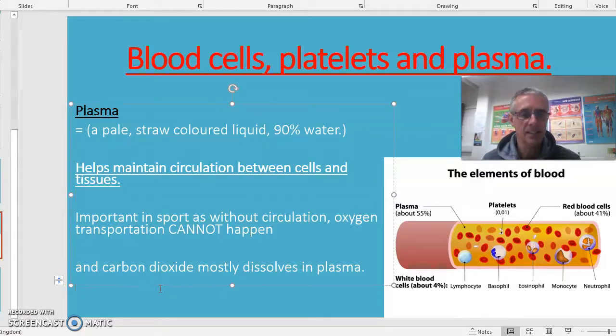So basically today's lesson is about red blood cells carry oxygen, white blood cells fight infection, fight pathogens, platelets help the blood clot, plasma helps maintain the circulation between cells and tissues. That's what you need to know. You also need to know a little bit about altitude training, and I'm going to set you a question on altitude training after this.